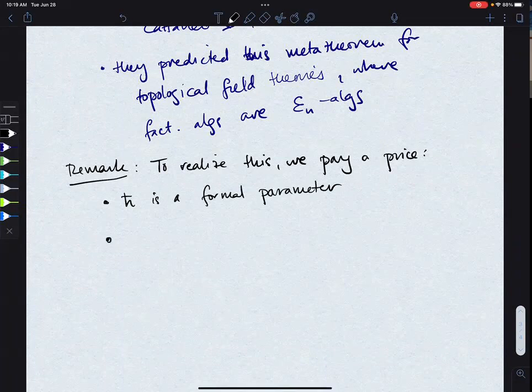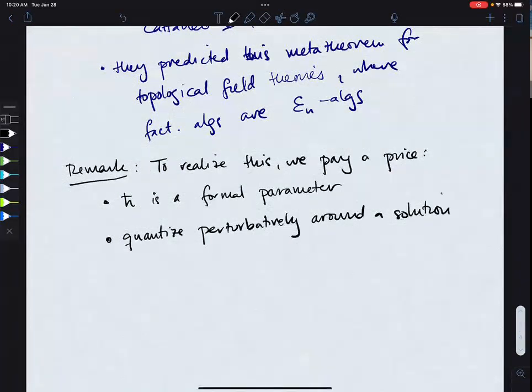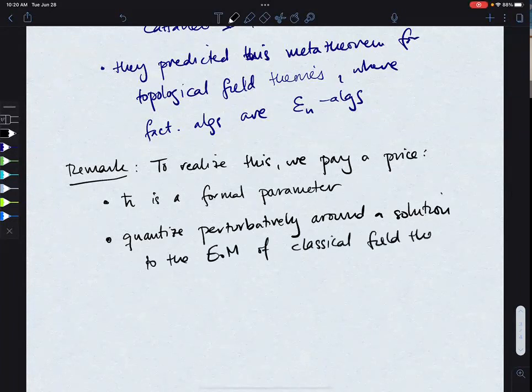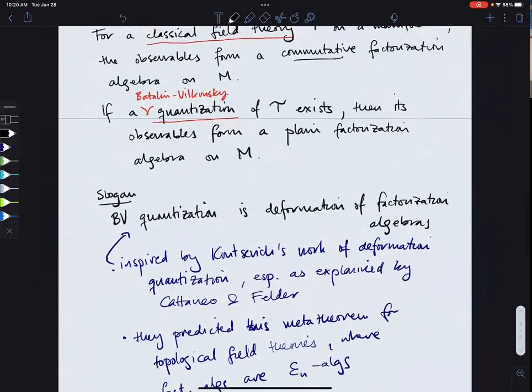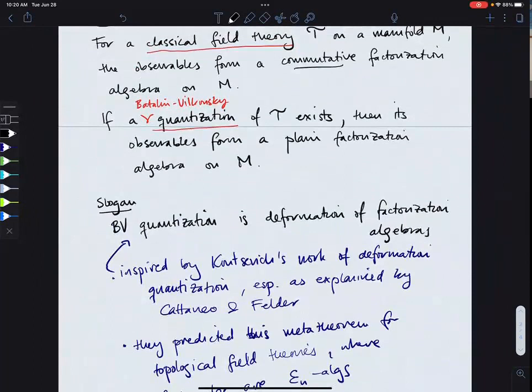And quantization for us is perturbative in nature. So we quantize perturbatively around a solution. You need to pick a solution to the equations of motion of the classical field theory. So just bear in mind that, just like in Kontsevich's work on deformation quantization, you're going to get a deformation that has that kind of flavor, a deformation over power series in h-bar.